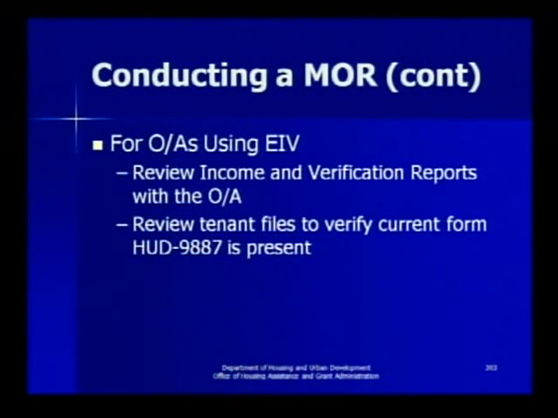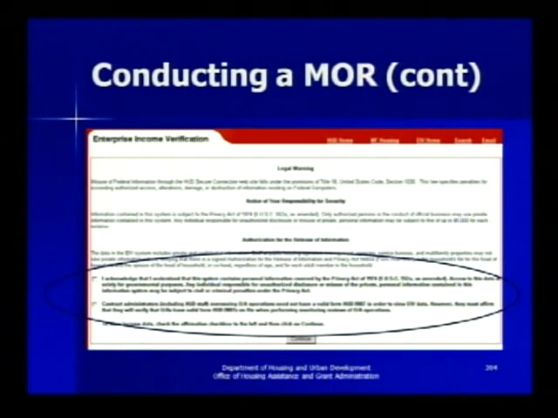Review with the owner agent the income and verification reports. That includes the deceased tenant report, multiple subsidy report, identity reports, which is your failed verification pre-screening report, and see that these items are being cleared. Review the tenant files to verify that the current 9887 is present in the tenant files. And then here we just have a slide simply, this is once you enter EIV, stating that yes, you will review the files for the 9887s.